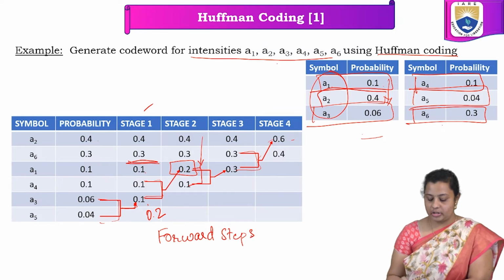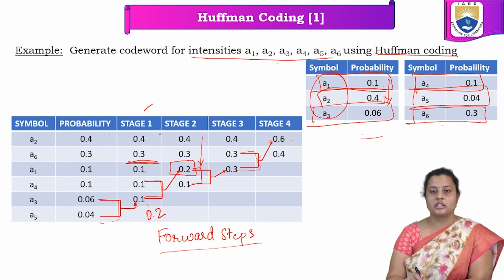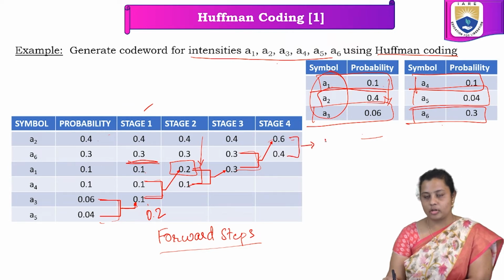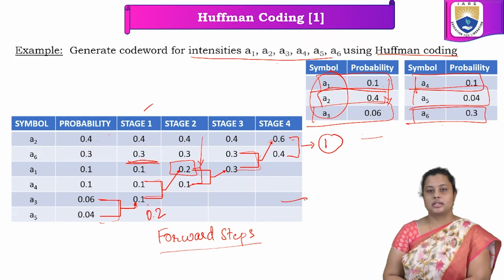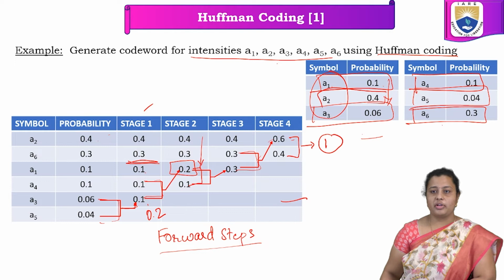So in the forward steps, what do we do? First, order the probabilities in decreasing order, then add the last two values and arrange them again. After adding also, arrange them in decreasing order and continue these steps until we achieve two probabilities such that after adding, we get a total probability of 1. If you observe, after adding 0.6 and 0.4, we get the total value as 1. So this will be our last stage, right?